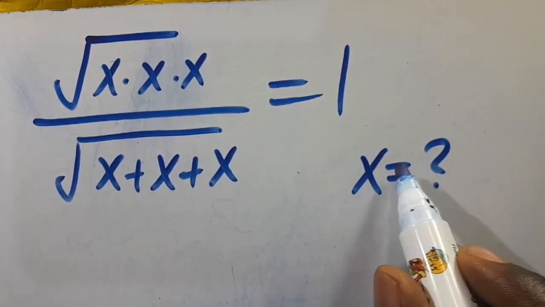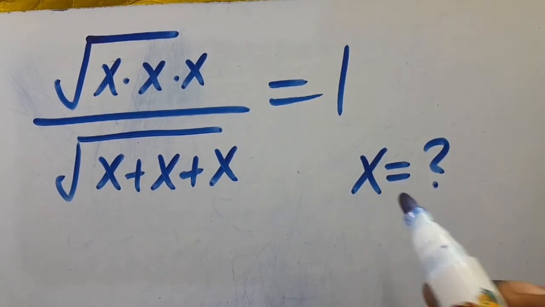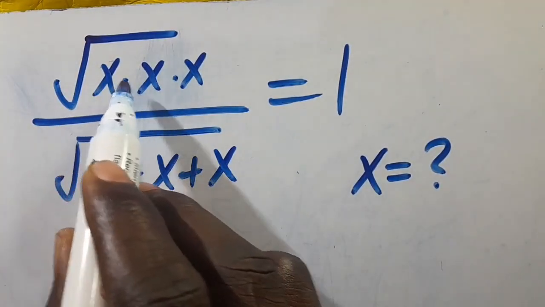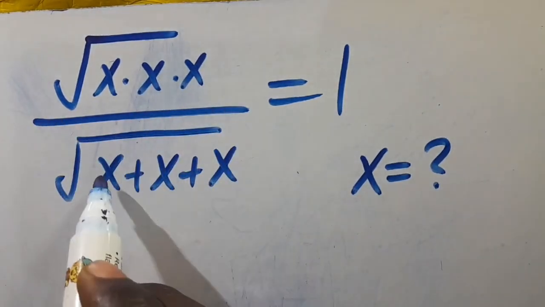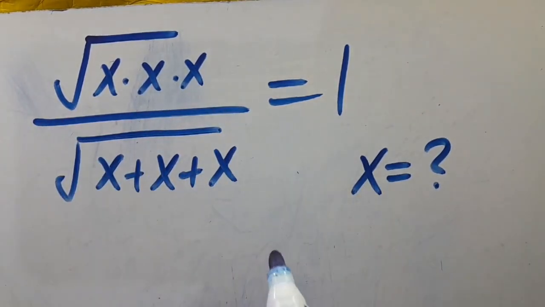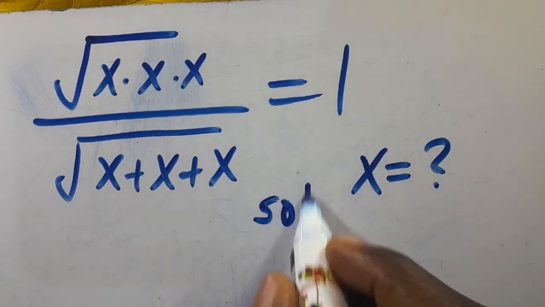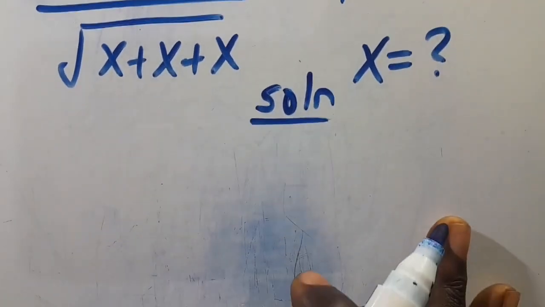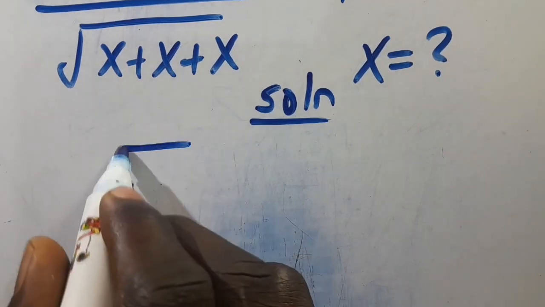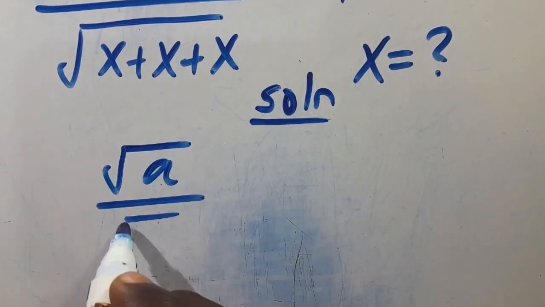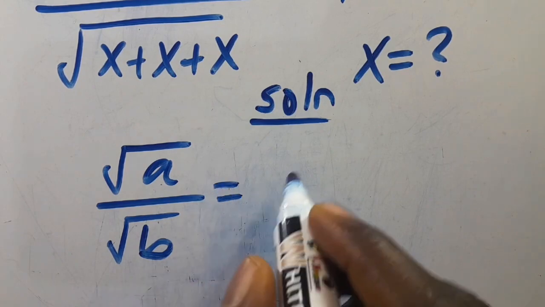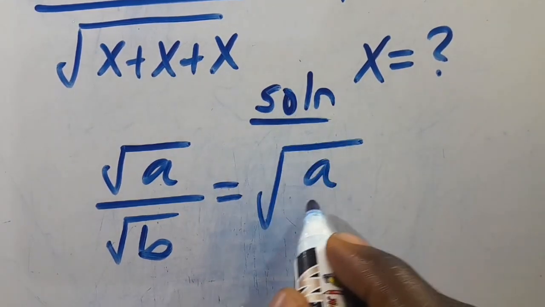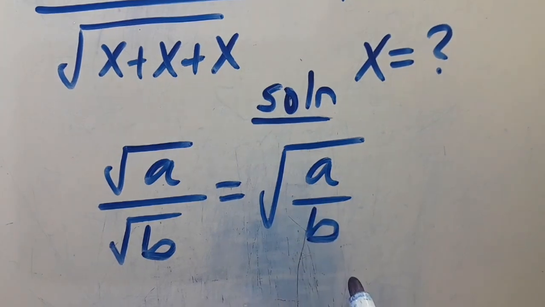Hi, what is the value of x given that you have root of x times x times x divided by root of x plus x equals 1? Let us recall that when you have root of a divided by root of b, it always equals root of a divided by b, from the law of surds.